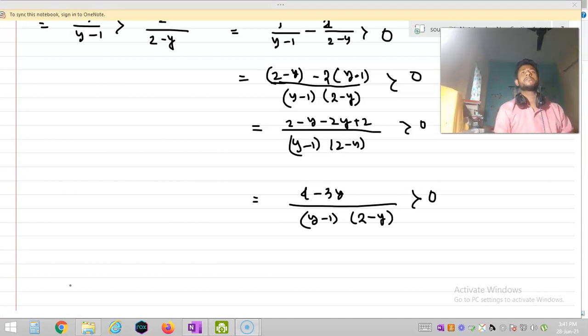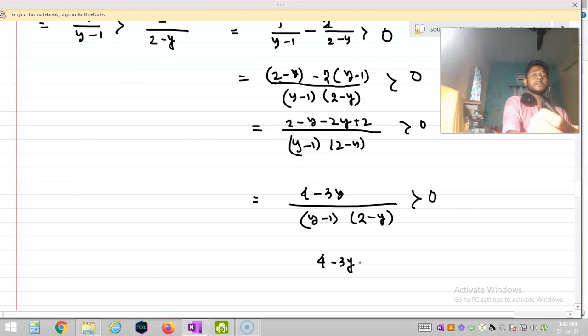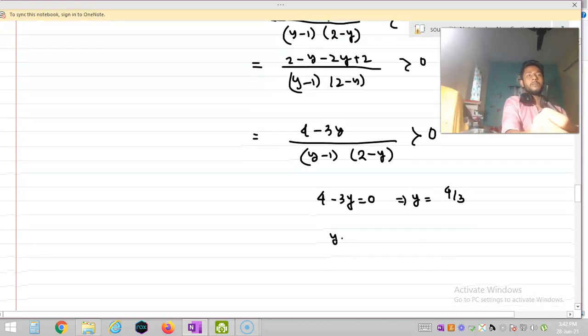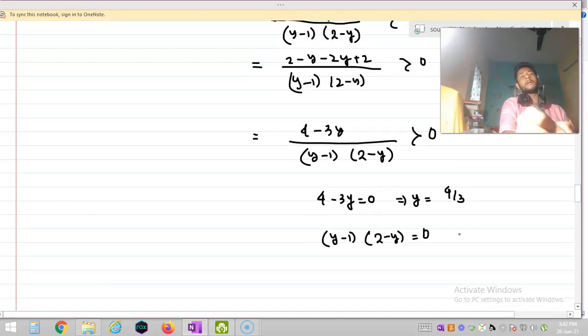To find the values of y which satisfy this inequation, we have to find out the critical points. How to find the critical points? We just need to put the numerator equal to 0 and the denominator equal to 0 and find the values of y. So I am putting the numerator 4 minus 3y equal to 0, and it will imply the value of y equal to 4 by 3. Putting the denominator equal to 0, y minus 1 equal to 0 gives y equal to 1, and 2 minus y equal to 0 gives y equal to 2.